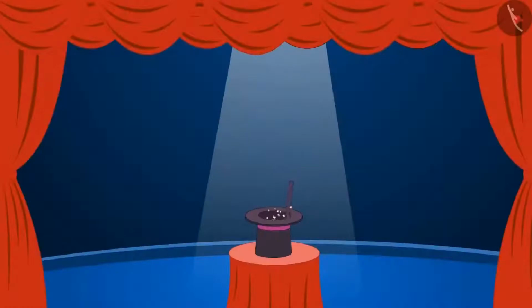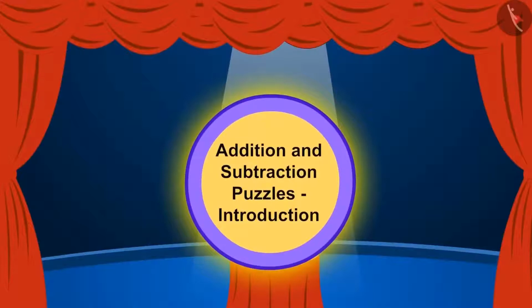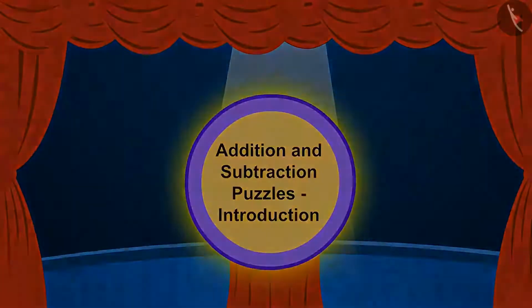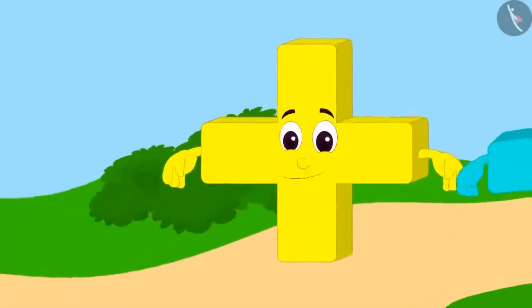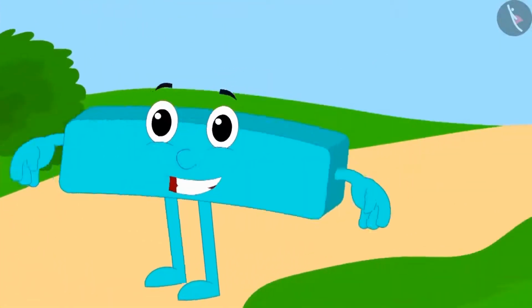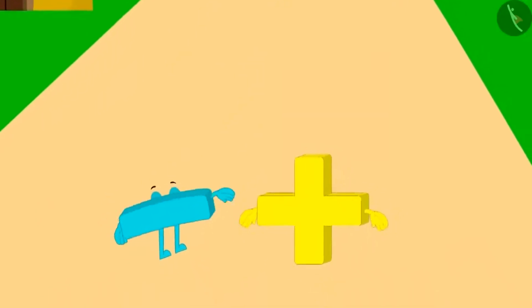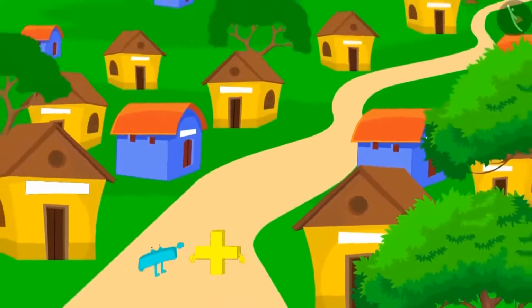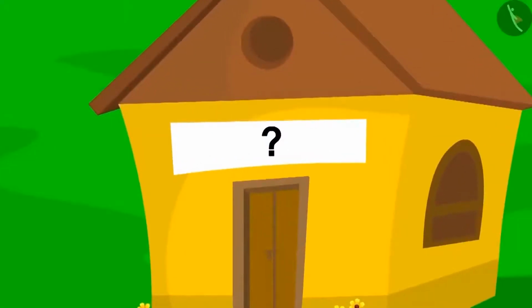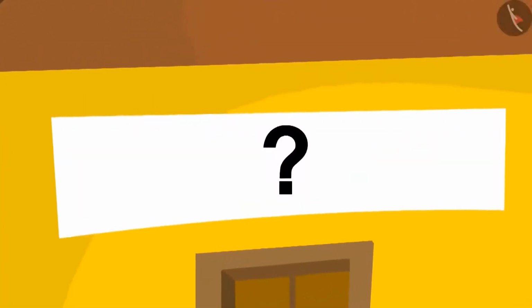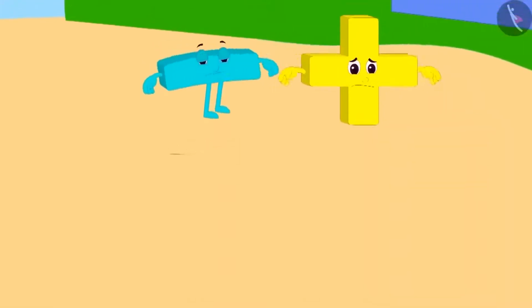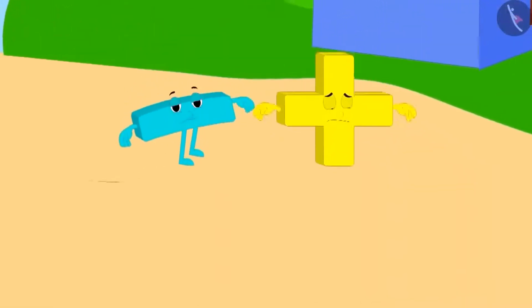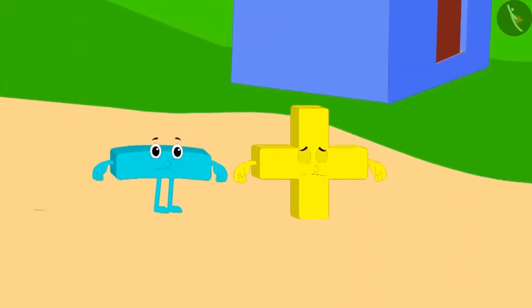Children, we will look at some puzzles related to addition and subtraction. This is addition and this is subtraction. One day, while walking, addition and subtraction reached a mysterious village. Here, there was a puzzle written on every house. Addition and subtraction are tired after roaming in the hot, burning sun.